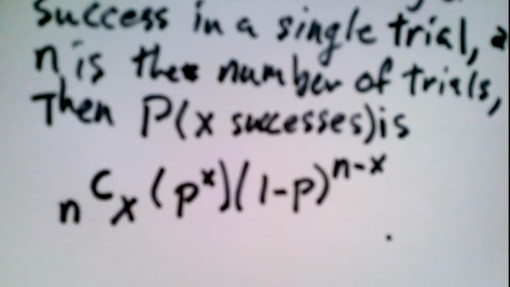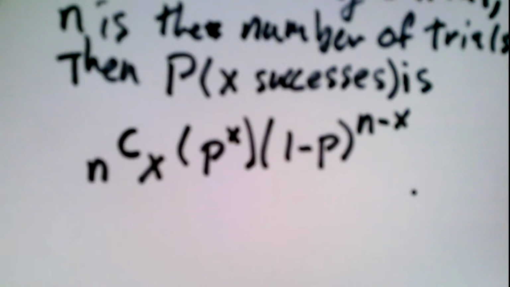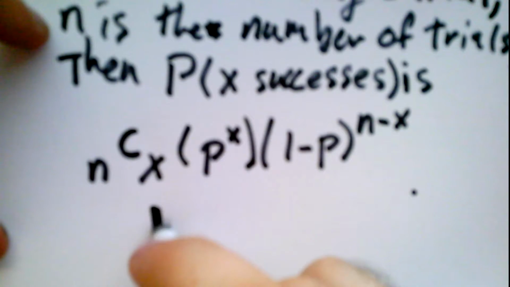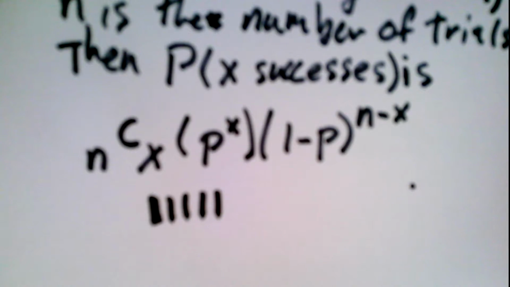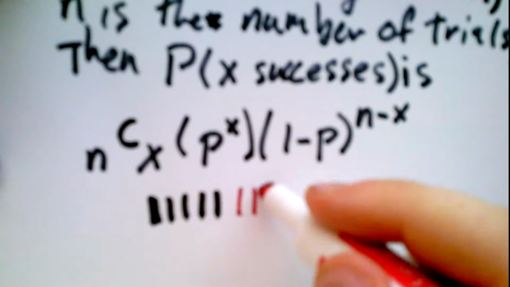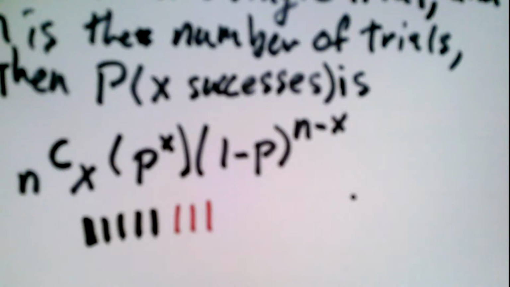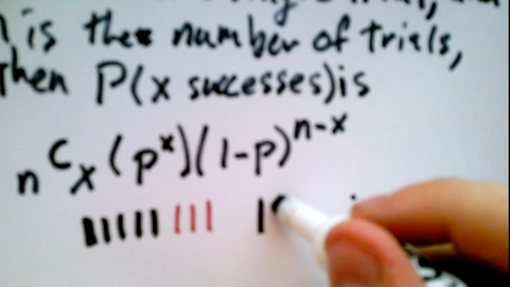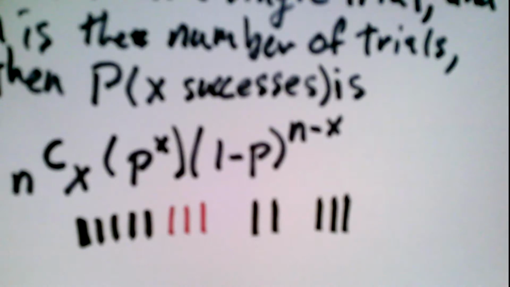So what I mean is the probability of getting all of your successes, which I will write in black. So probability of getting all of your successes in order, and then all of your failures in order, is the same as getting the same number of successes. So 1, 2, 3, 4, 5, same successes.